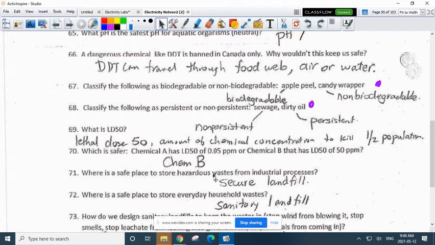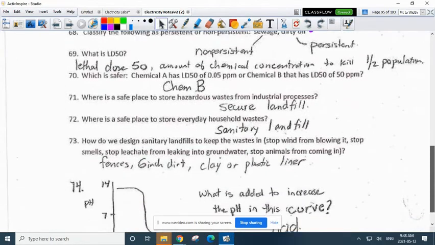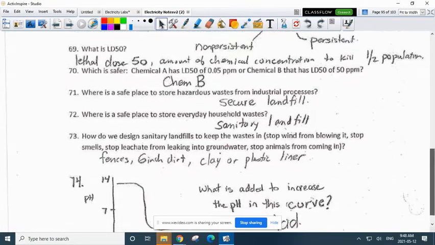Where's a safe place to store hazardous waste from industrial processes? That would be a secure landfill. Where's the best place to store everyday household waste? That would be a sanitary landfill. How do we design sanitary landfills to keep the waste in? That is to stop wind from blowing it, stop the smell, stop the leachate from leaking to groundwater, stop animals from coming in. So we need fences, we need 6 inches of daily dirt cover, we need the clay or plastic liner as well to prevent all that.